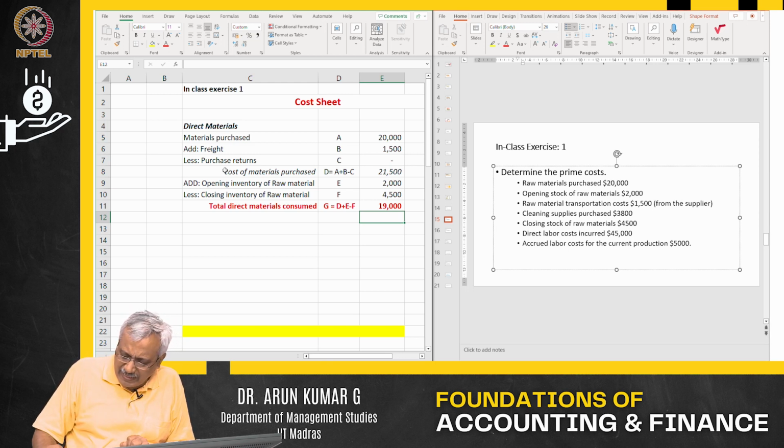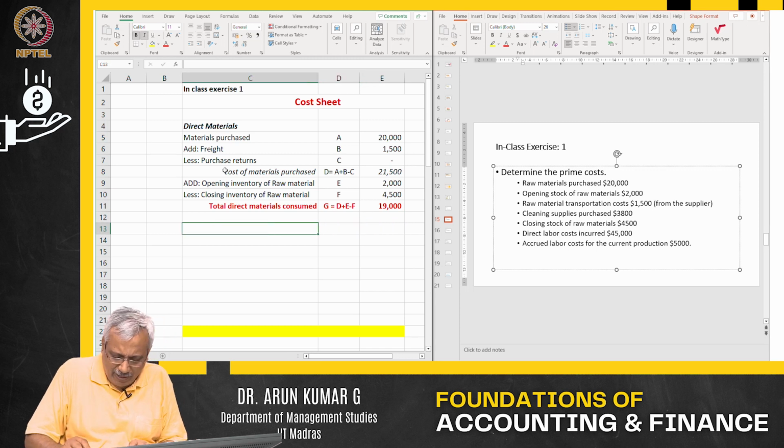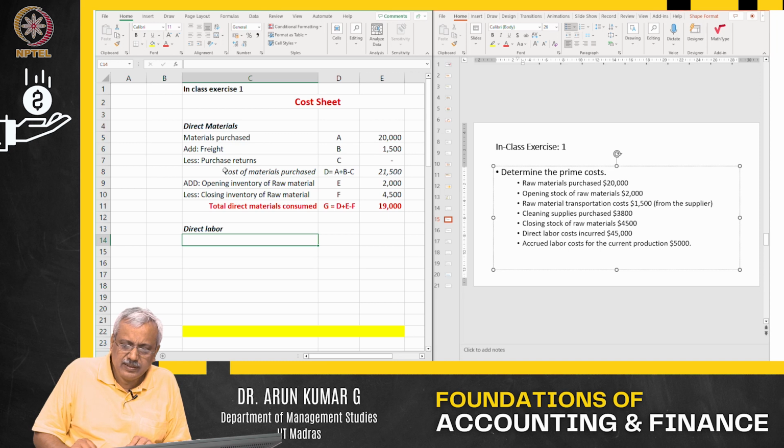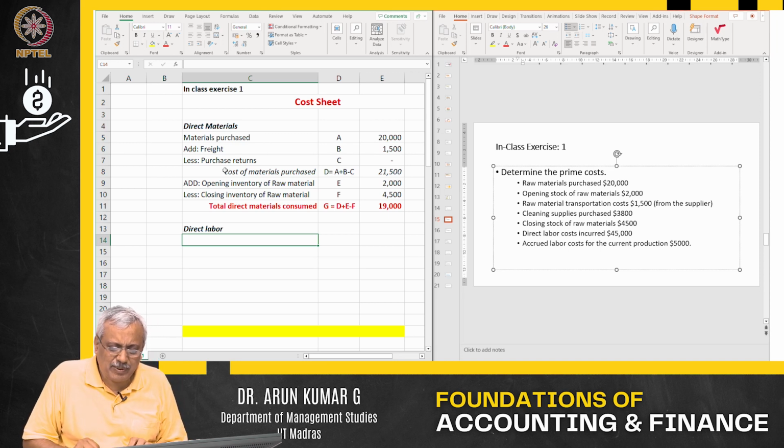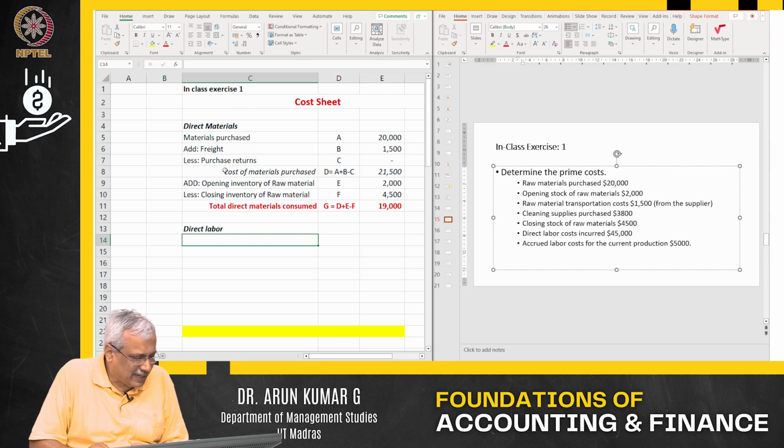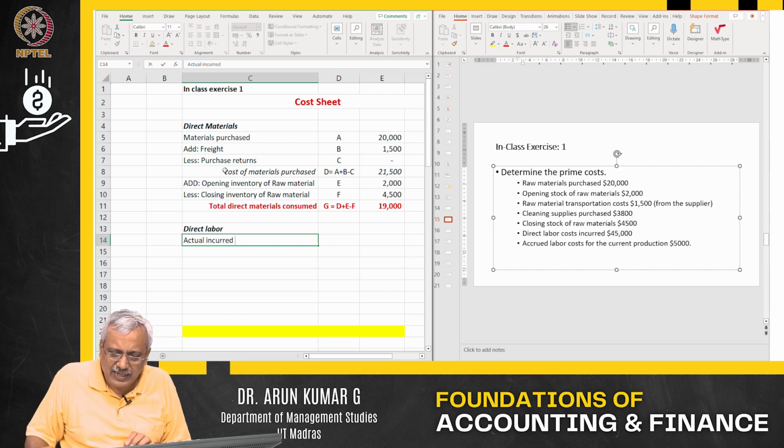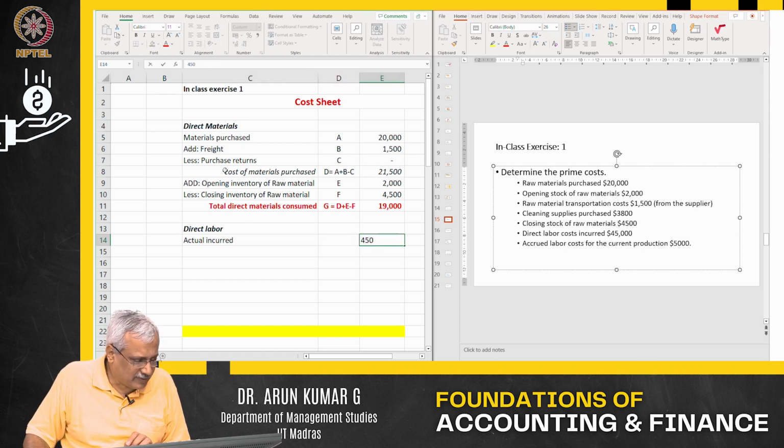Now, we talk about the next aspect, because we have to find the prime cost. I will talk about direct labor. What is the cost of direct labor? In this particular case, the direct labor cost actually incurred is about $45,000. I will term it as H in this case.